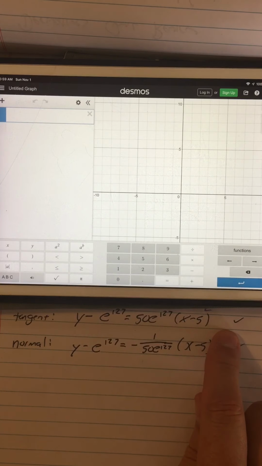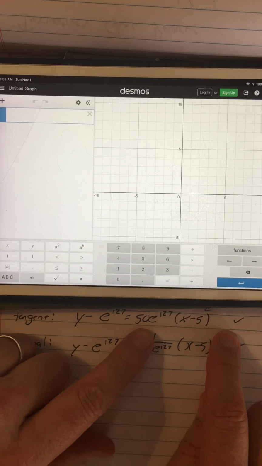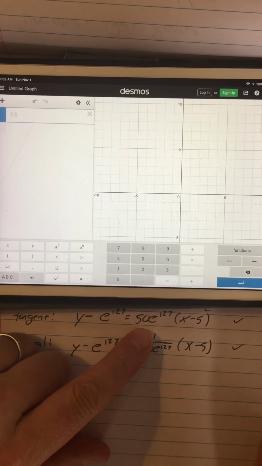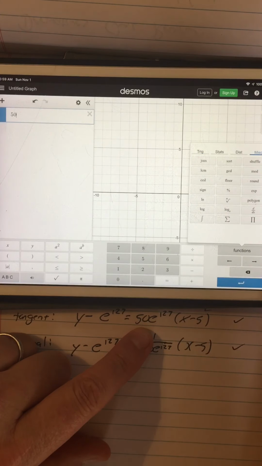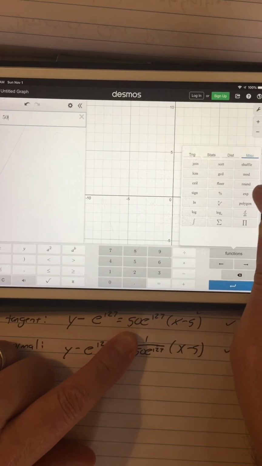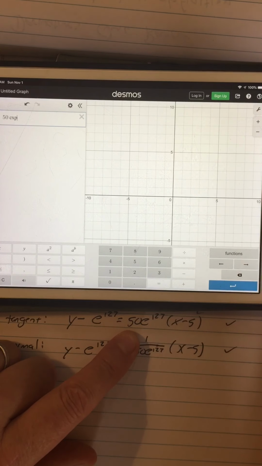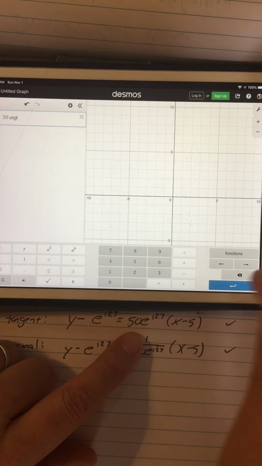All I have to do is put the e to the 127 on the other side. So we'll see how well Desmos handles these huge numbers, because they're going to be huge, and we're going to have to zoom out a lot. In Desmos, under functions, I think it's under miscellaneous, you have a function called exp. That's e to the x, is the exp under miscellaneous functions. So e to the power of 127.